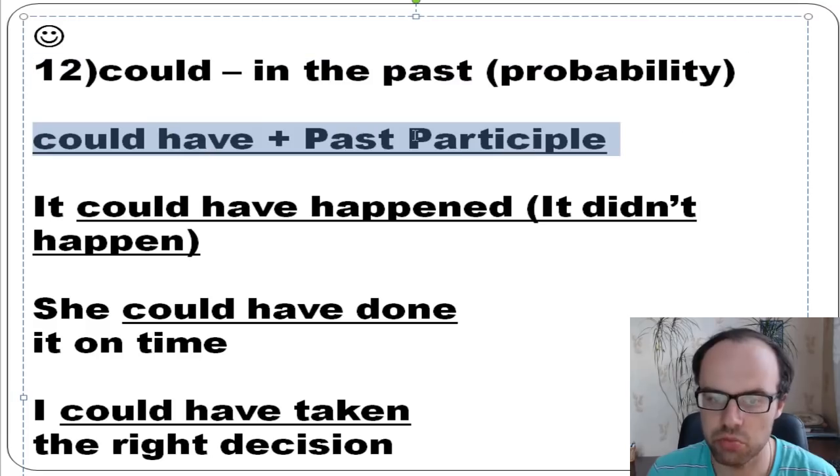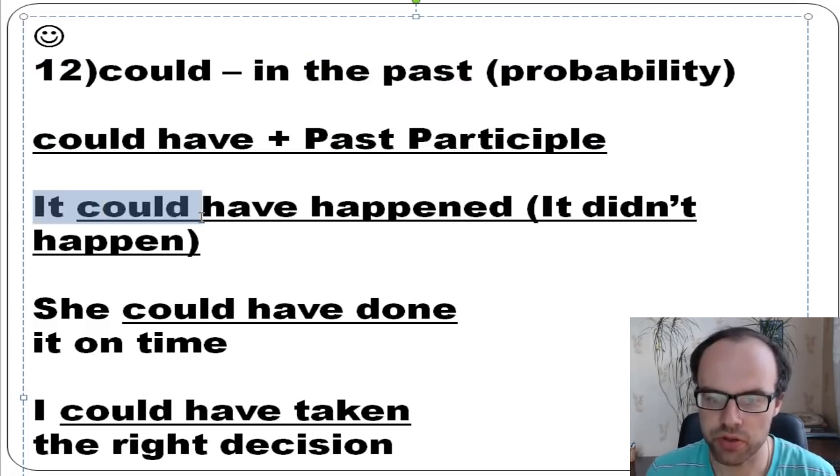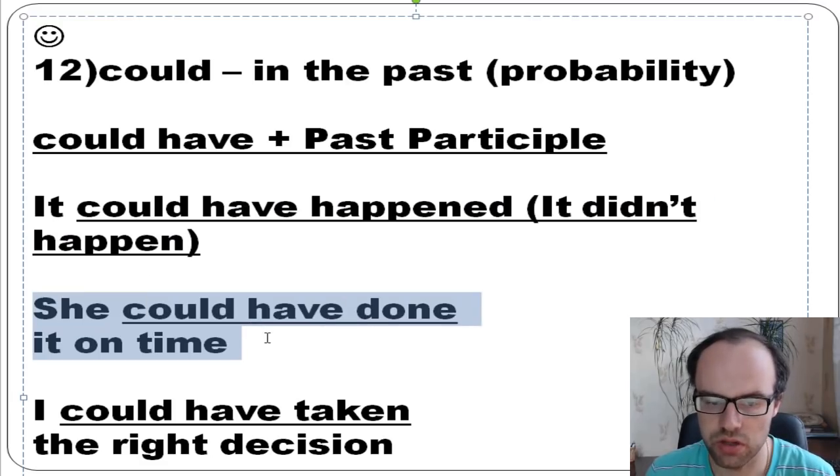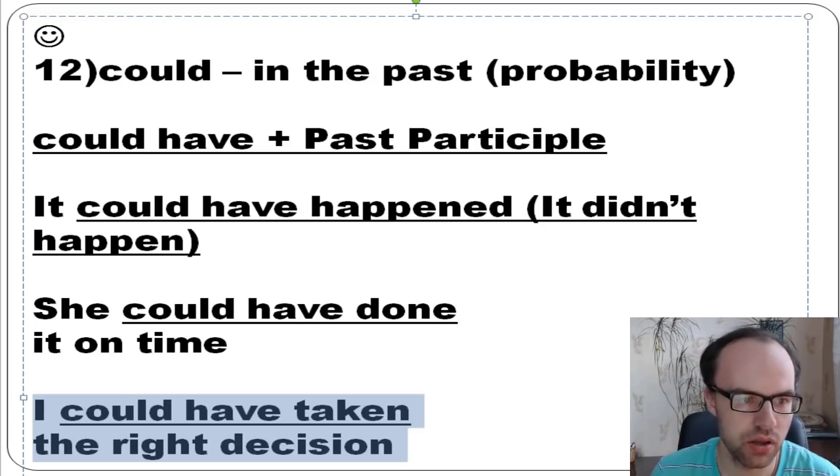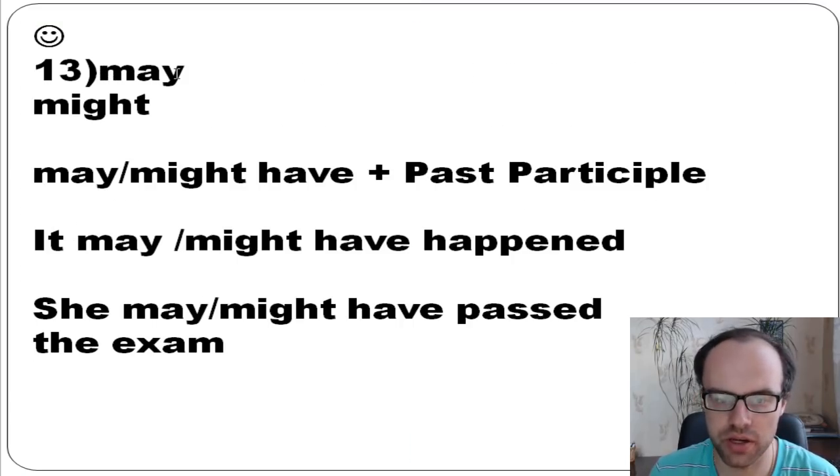Could have plus past participle. It could have happened, but it didn't happen. She could have done it on time, but she didn't do it on time. I could have taken the right decision, but I didn't take the right decision. Well, may and might.